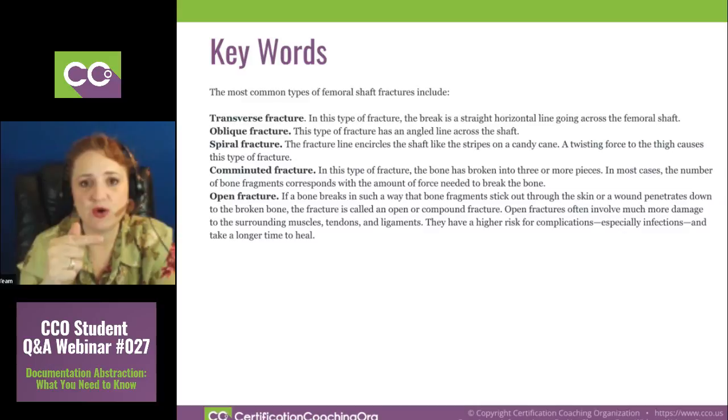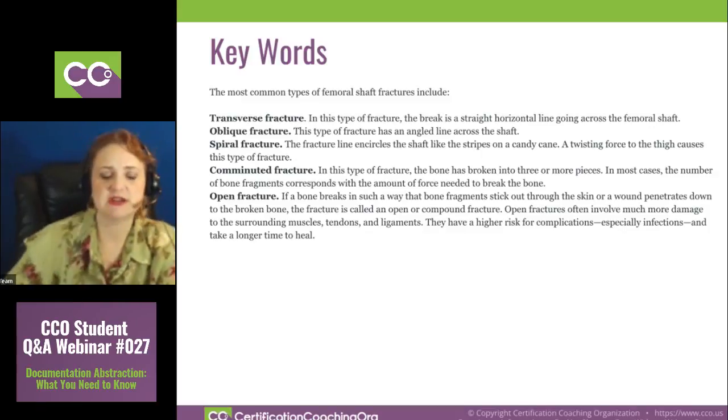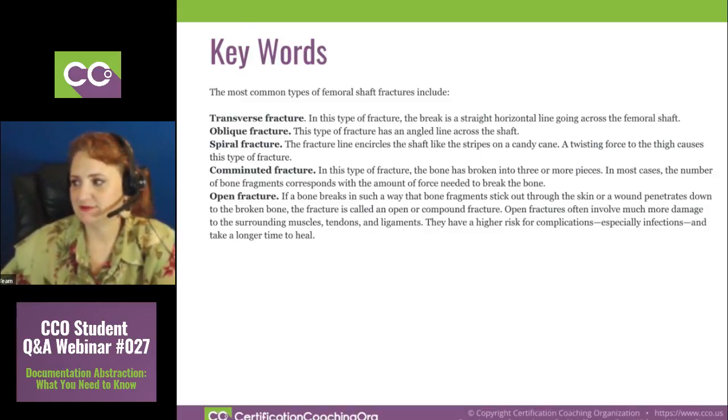And if I don't know what a transverse fracture is, then I'm going to abstract out of that one sentence, right? I'm going to show you on the next slide, but right now, first glance, most common, all right, transverse, oblique, spiral, commuted, and open. I don't need anything else if I know what those are, because what I have gained from that is knowing that they're the most common types. And again, we're talking about femoral fractures. Get where we're going? Good.